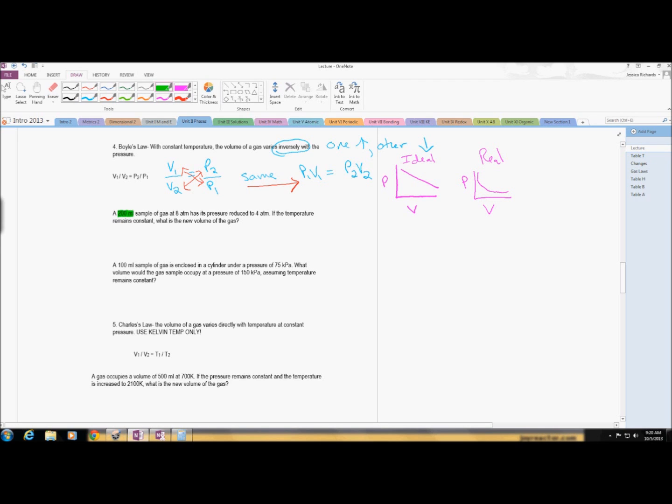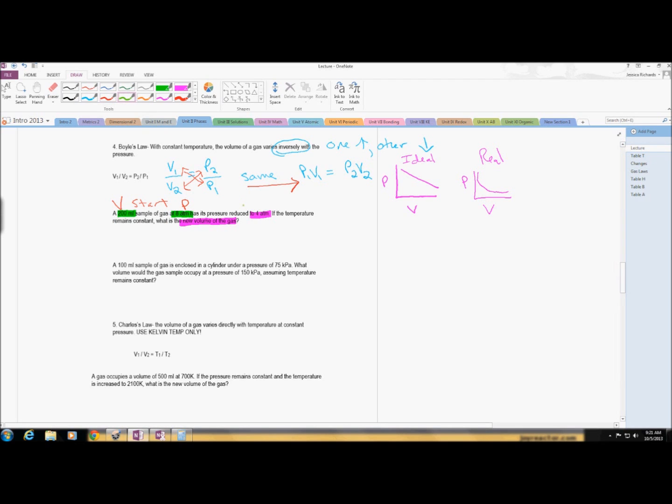So a 200 milliliter sample of a gas at 8 atms has its pressure reduced to 4 atms. If the temperature stays constant, what's the new volume? I use two different colors there because this is what we're starting at. You're starting with a gas sample that's 200 milliliters. Milliliters is a unit that we use for volume. And it's at 8 atms. Atms is a unit that we use for pressure.